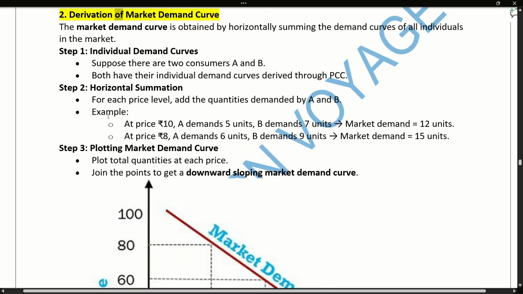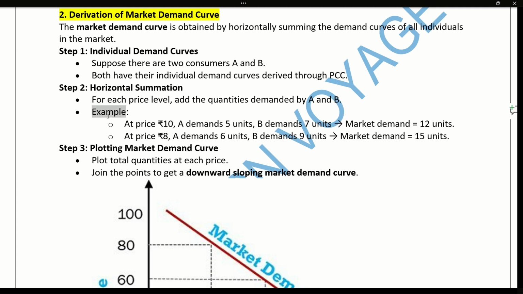2. Derivation of market demand curve. The market demand curve is obtained by horizontally summing the demand curves of all individuals in the market. Step 1. Individual demand curves. Suppose there are two consumers A and B. Both have their individual demand curves derived through PCC. Step 2. Horizontal summation. For each price level, add the quantities demanded by A and B.